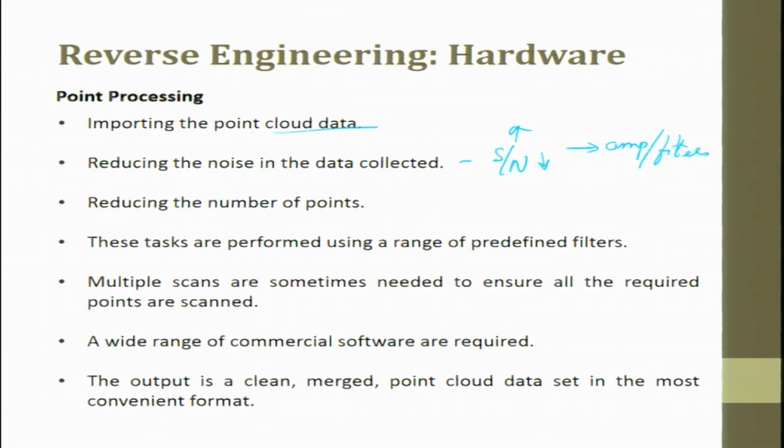Reduce the number of points. These tasks are performed using a range of predefined filters. Multiple scans are sometimes needed to ensure all the points are acquired, so you scribe it two or three times to make sure all the data points are captured. A wide range of commercial software is available today. The output is a clean, merged point cloud data set, which is the most convenient form.